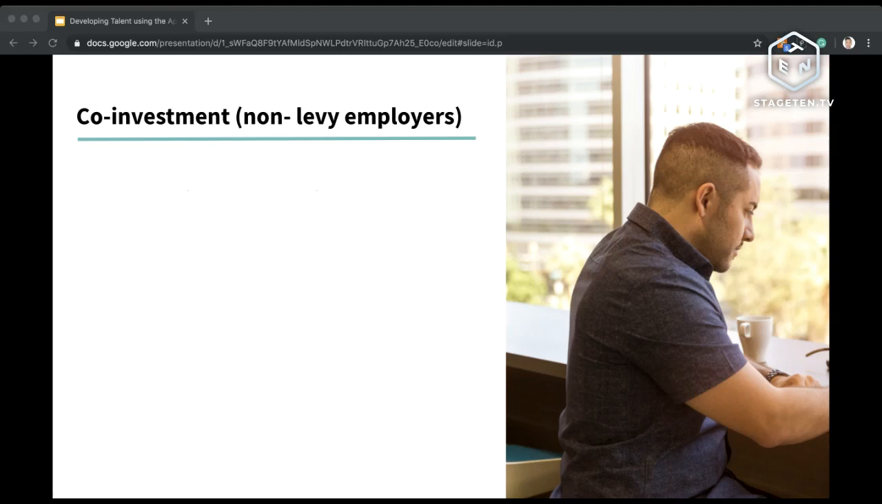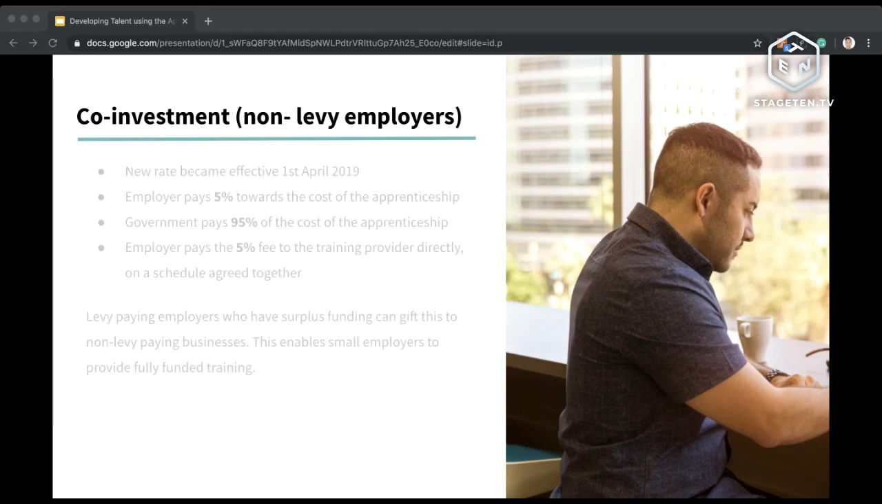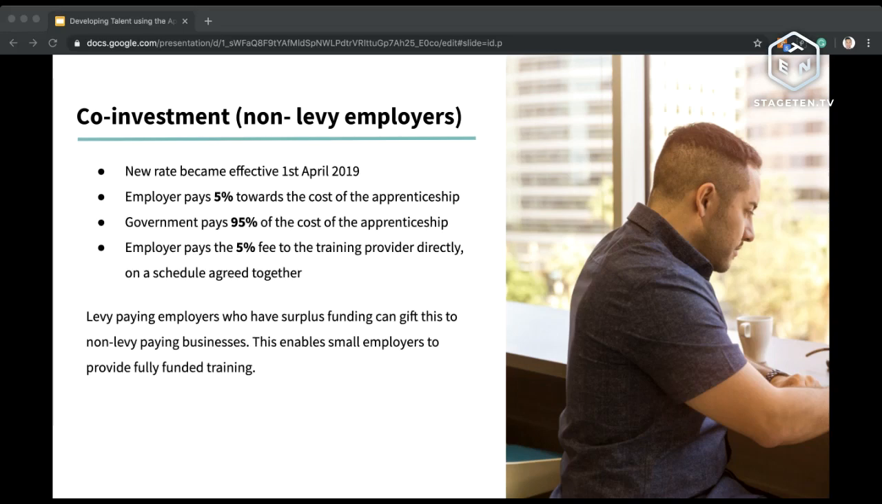For those who are not paying the government apprenticeship levy because they don't have a large enough salary bill, there is an alternative way of accessing apprenticeships. It's called co-investment. From the 1st of April 2019, the employer is liable for 5% of the cost of an apprenticeship, whilst the government will pay the additional 95%. The 5% fee that the employer pays will be paid to the training provider directly, and it can be paid over a schedule, by instalments.